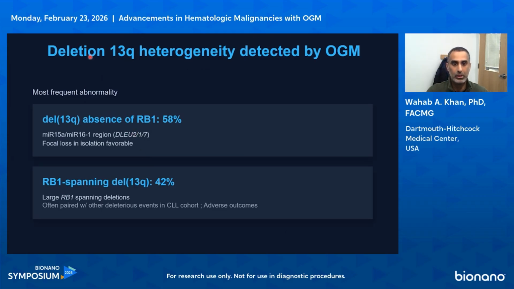So this is well known to CLL biology, where you have this recurrent 13q loss. But what we were starting to find, and others have also noted this, is this heterogeneity that we see with these proximal 13q losses and this hotspot region on the cytoband q14. In this one instance, you have an absence of the retinoblastoma 1 gene, but in other cases, we have RB1 spanning deletions, and we saw both of these categories in our cohort. These were more focal and isolated and presented in isolation as an overall finding, whereas the RB1 spanning were often paired with other deleterious events in the CLL cohort, suggestive of perhaps more adverse outcomes.